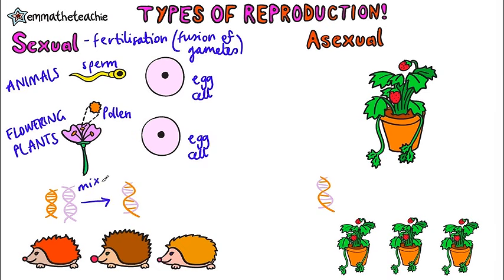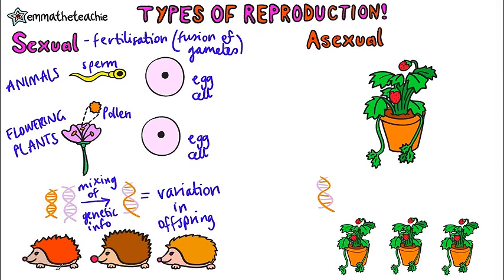When the gametes fuse together, there's mixing of genetic information from the male and the female. This leads to variation or variety in the offspring. Can you spot some differences in these 3 little hedgehogs? Now let's look at asexual reproduction.